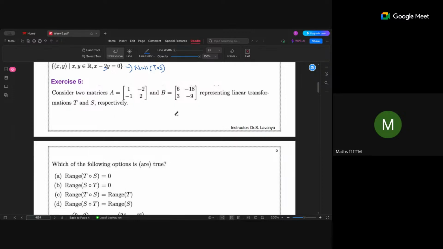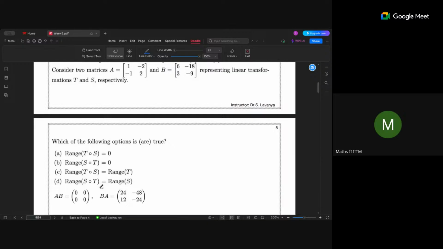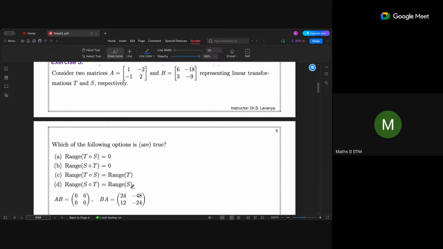Consider two matrices A and B representing linear transformations T and S, respectively. Which of the following options are true? Okay, so as a hint, I have done this matrix multiplication for you. Based on the matrix multiplication, you can quickly tell me the answer. What is the range of T composition S? 0, ma'am. 0, right? This should be 0.